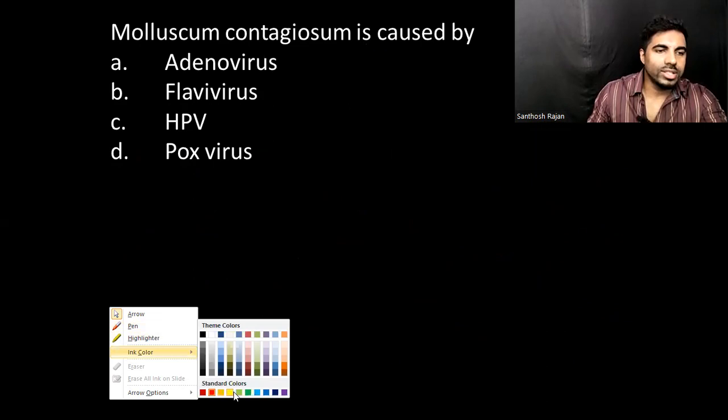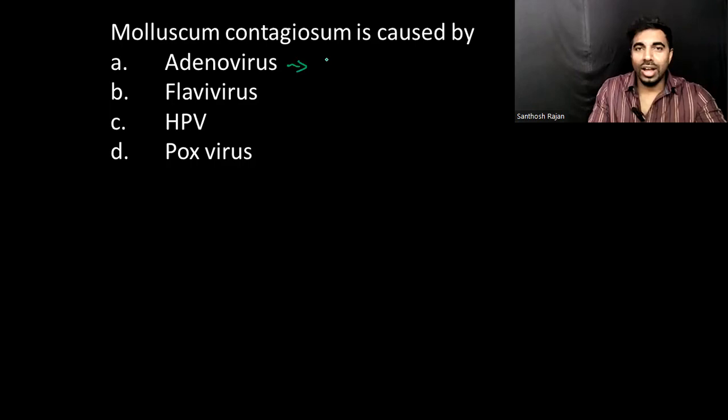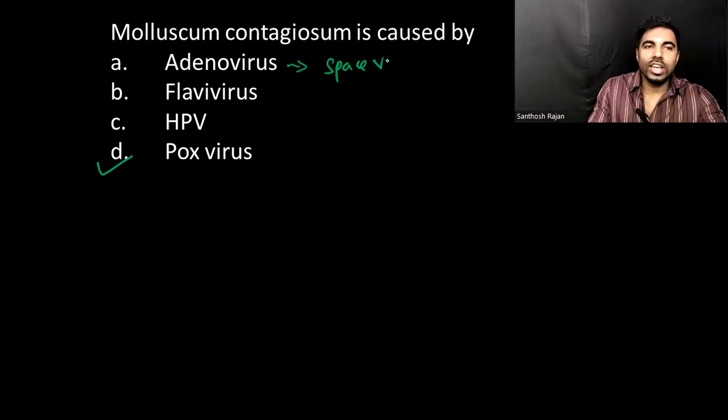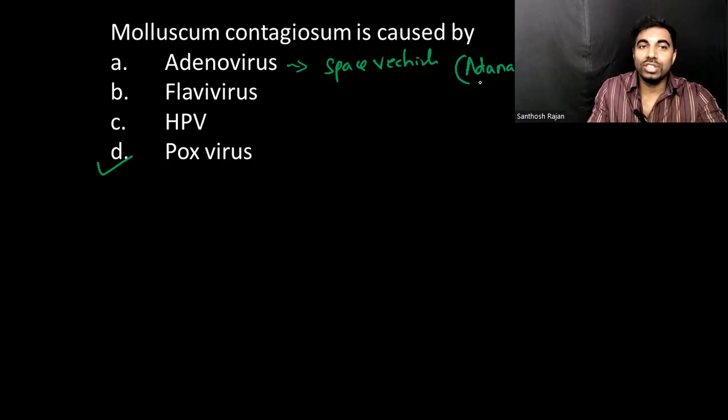So, adenovirus. The important thing is adenovirus ko. What is the adenovirus shape kya hai? Space vehicle. That's the question. Space vehicle. The answer here is molluscum ka ye ho gaya. Space vehicle. If you remember, maine kya bola tha? Adenovirus, Adnan. I remember Adnan Sami, the singer. Wo singer kya karta hai? Bache ko na? He helps the children who are having conjunctivitis, especially swimming pool conjunctivitis.